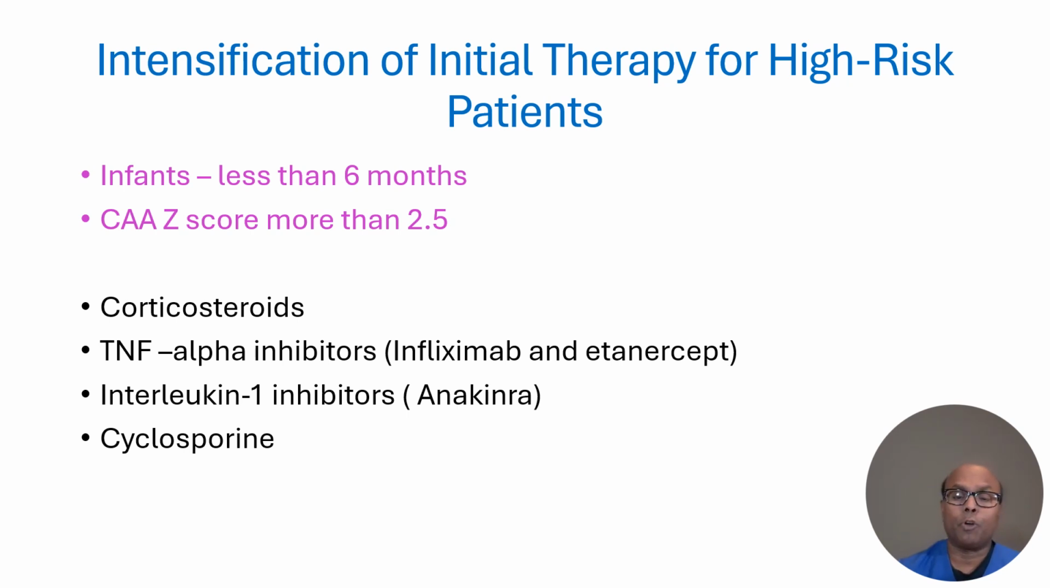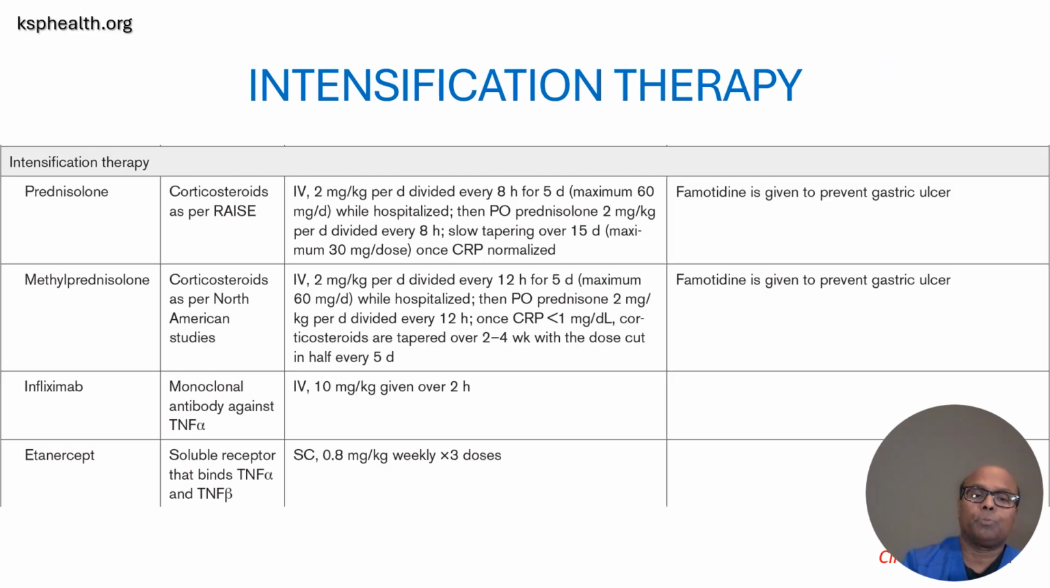Intensification of initial therapy for high-risk patients, especially infants 6 months or less or coronary artery Z-score more than 2.5 from the get-go. One can treat with corticosteroids along with IVIG, TNF-alpha inhibitors like infliximab or etanercept, or interleukin-1 inhibitors like anakinra or cyclosporin, which we discussed.